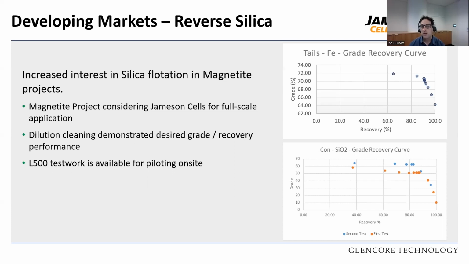If it is, you can take it further and ask for piloting at a laboratory or an on-site piloting by an L500. But what I do want to stress is something like magnetite, it's highly important to make sure your sample is conditioned. But as a rough rule of thumb, if the material is conditioned, liberated, the Jameson cell will recover it.